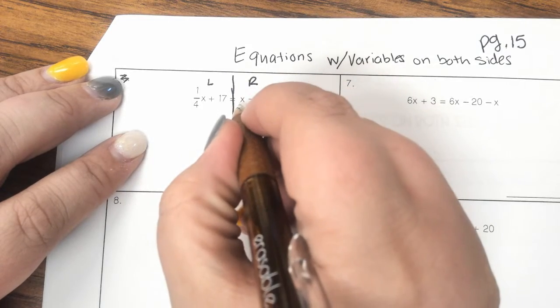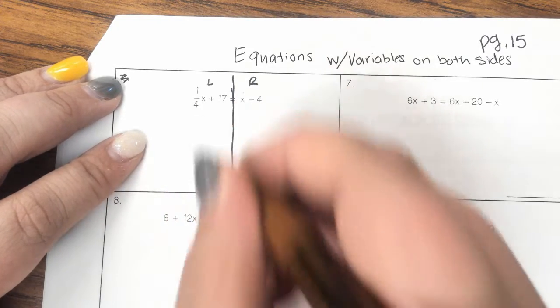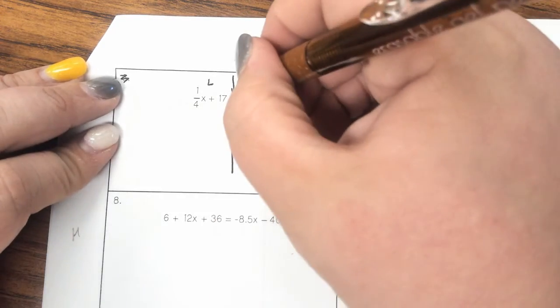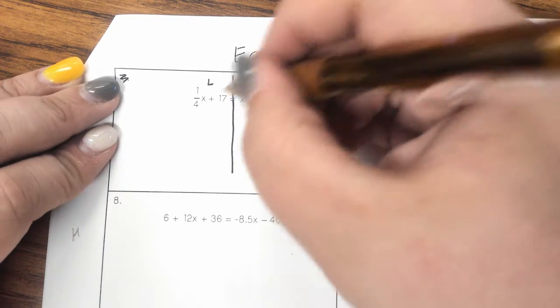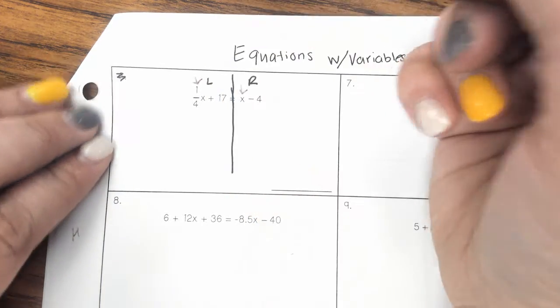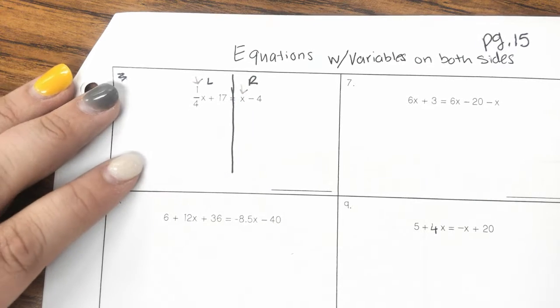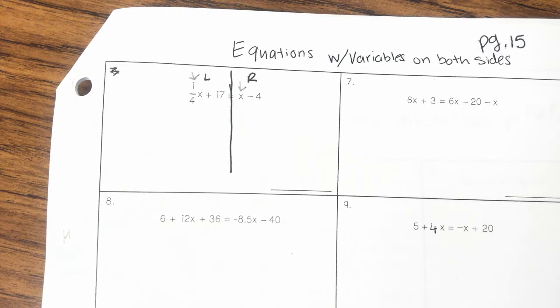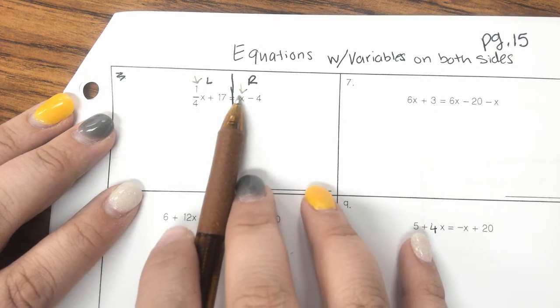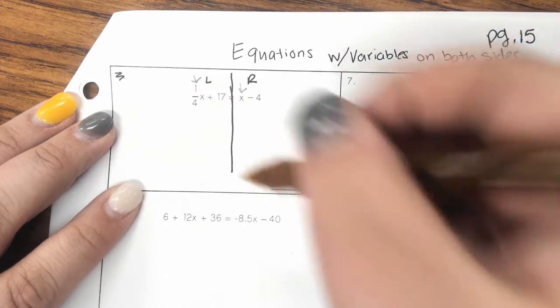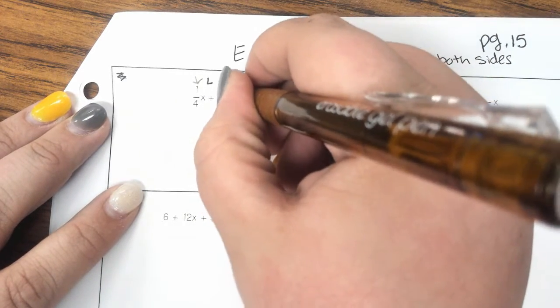So our variable terms are the x and the 1/4 x. And we want to move one of the variables to the other side. That way all of the variables are on one side. So I will go ahead and move the 1x, which is what I would assume most of you would do.